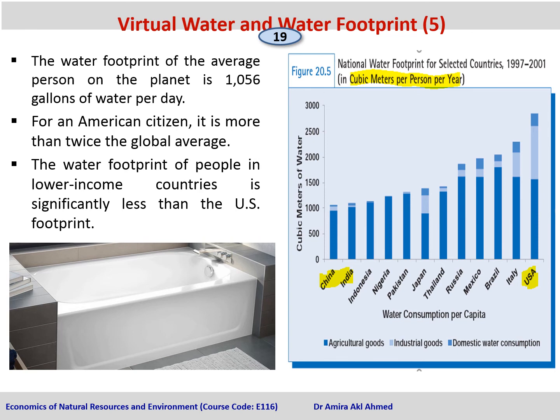Figure 20.5 presents water footprints for a selection of countries. In this figure, water footprints are calculated in cubic meters per person per year. As seen in this figure, the water footprint of people in lower income countries is significantly less than the US footprint.